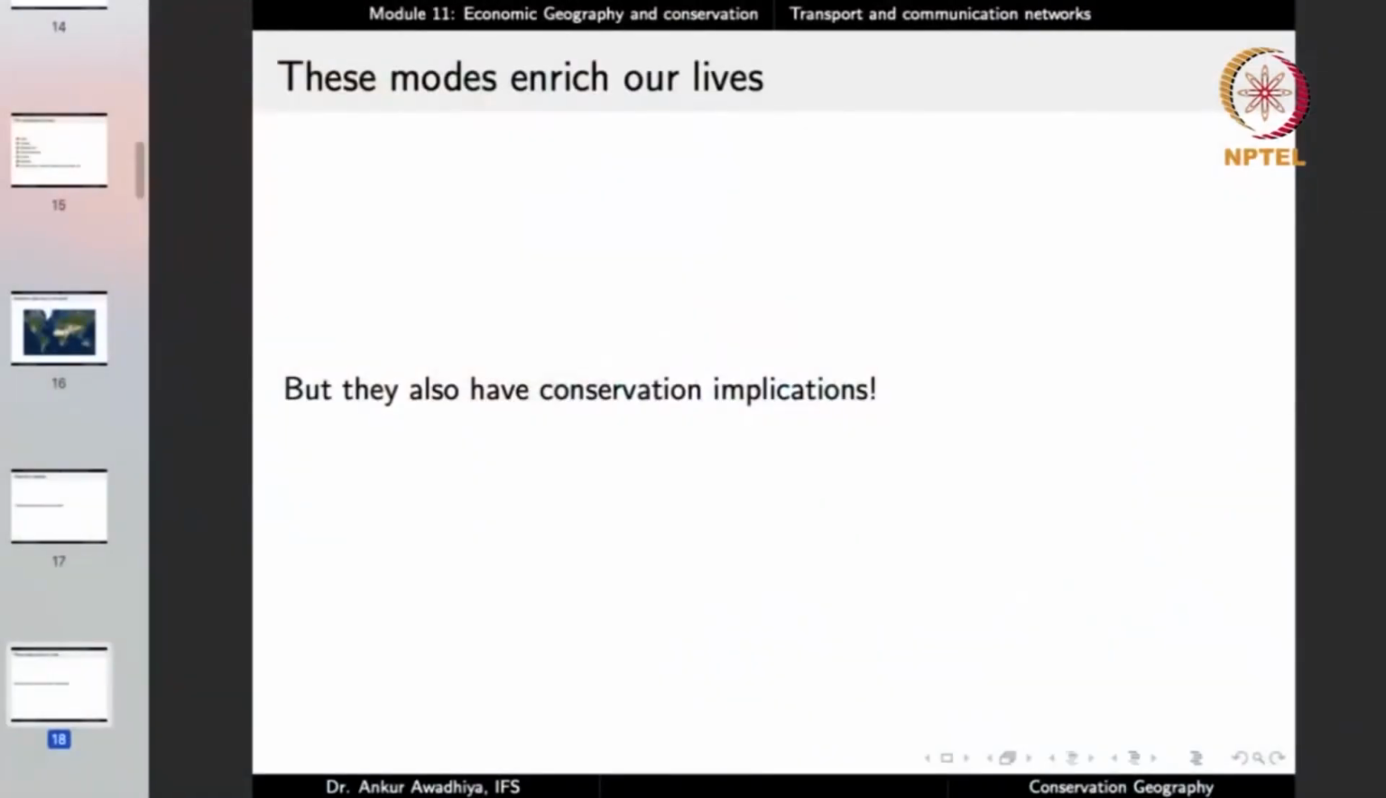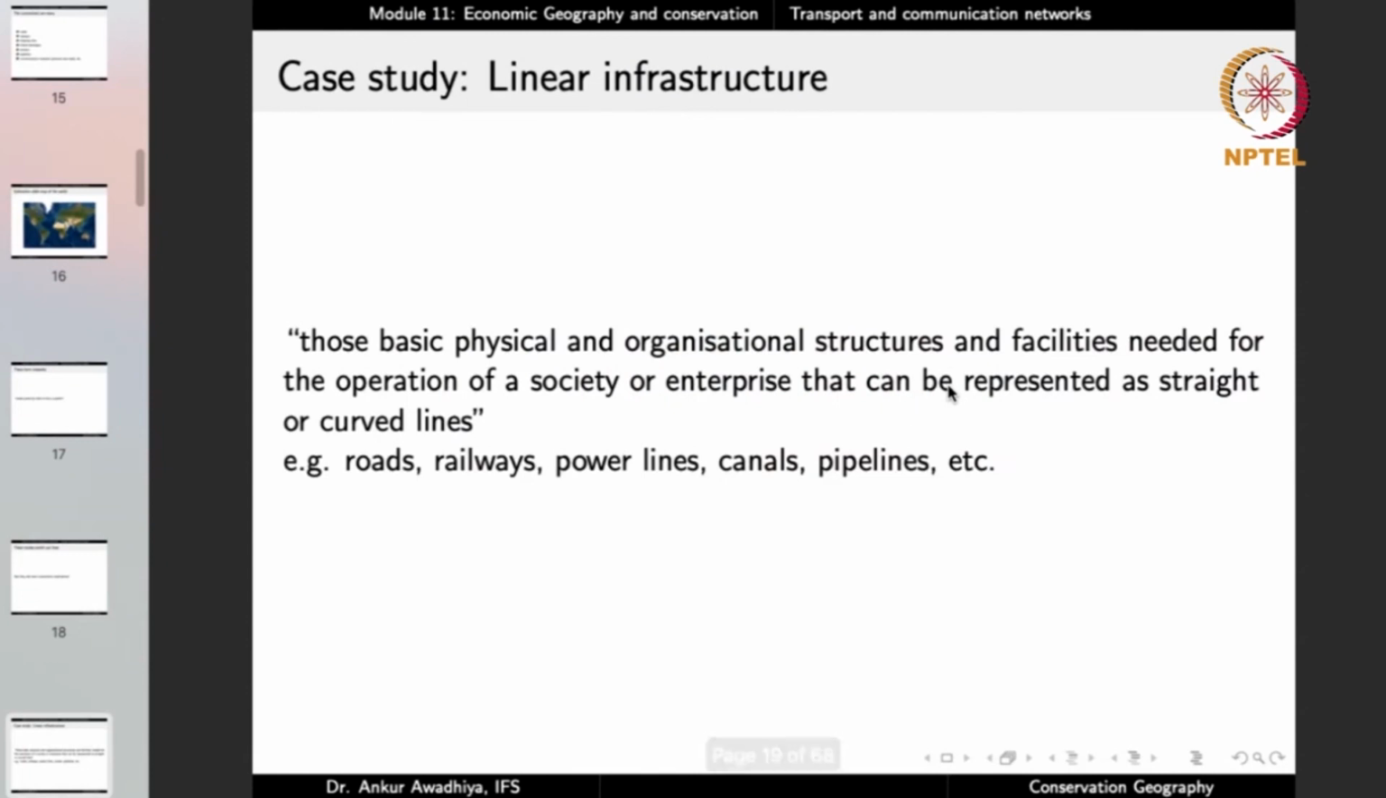They enable the flow of ideas, and through all of these we become more and more connected to each other. There has been a spread of democracy throughout this planet, primarily because these ideas were able to flow from one place to another. So these modes of transport and communication, they enrich our lives, but they also have serious conservation implications that we need to be mindful of. And a case here is the case of the linear infrastructures.